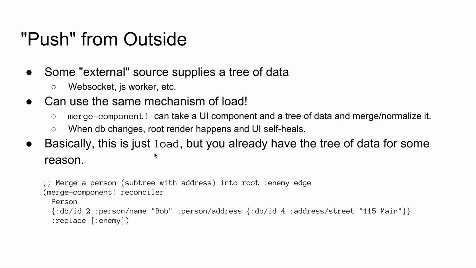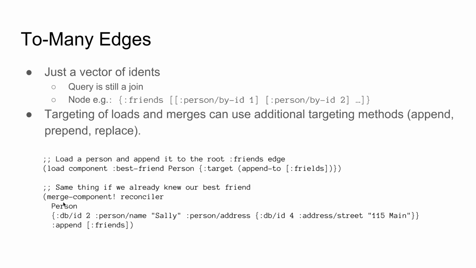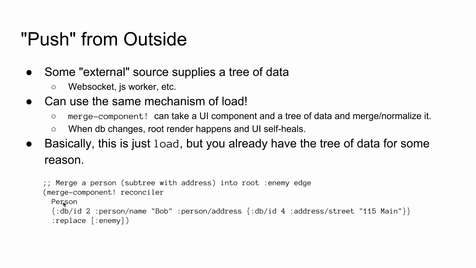So basically this is just load, but you're skipping the remote interaction. You already have the tree of data for some reason. So merge component, in this case we're using a reconciler, which is the internal kind of top level thing that controls the UI. Telling what component we want to use the query of, the data, and notice this is a tree of data.